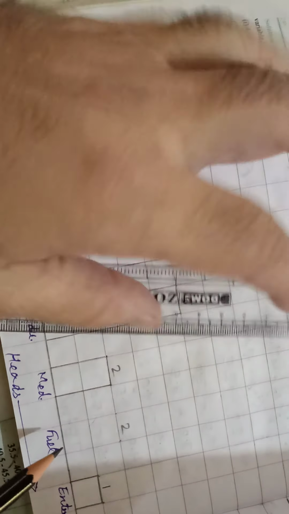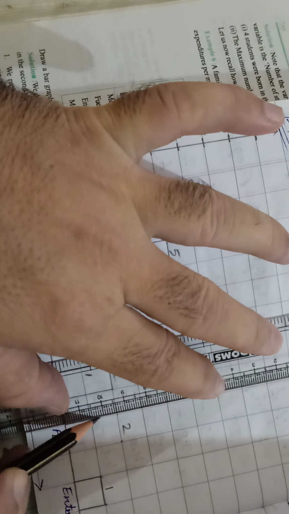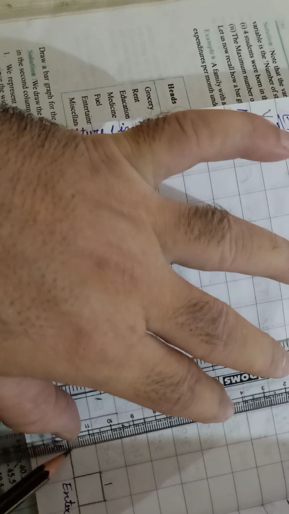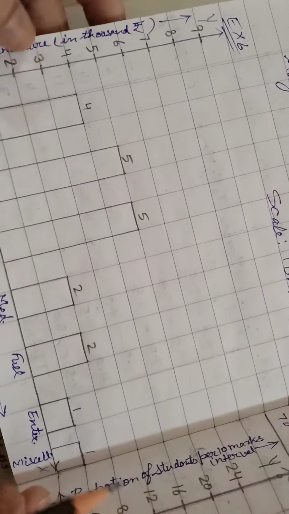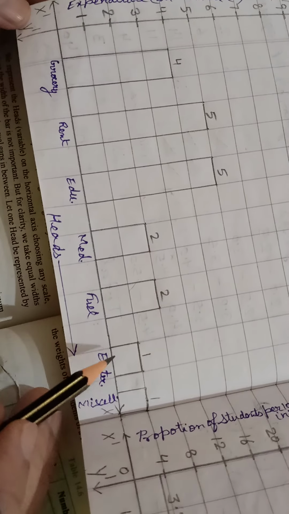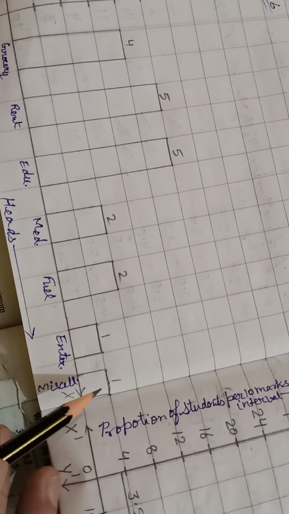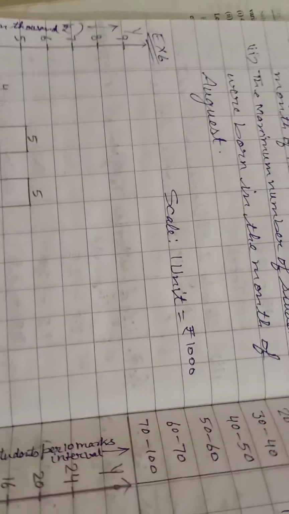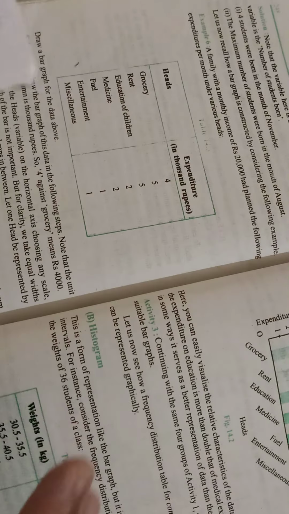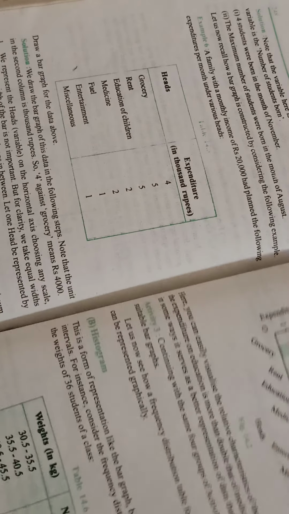Next, fuel also shows 2,000. So we draw a rectangle for fuel, 2,000. Next, entertainment 1,000. This is your entertainment. And next, miscellaneous is also 1,000. This is your bar graph for the family expenditure. Now we discuss example 7.